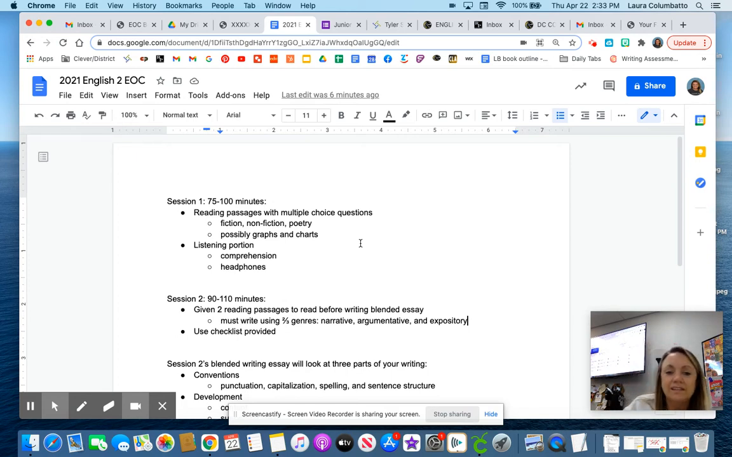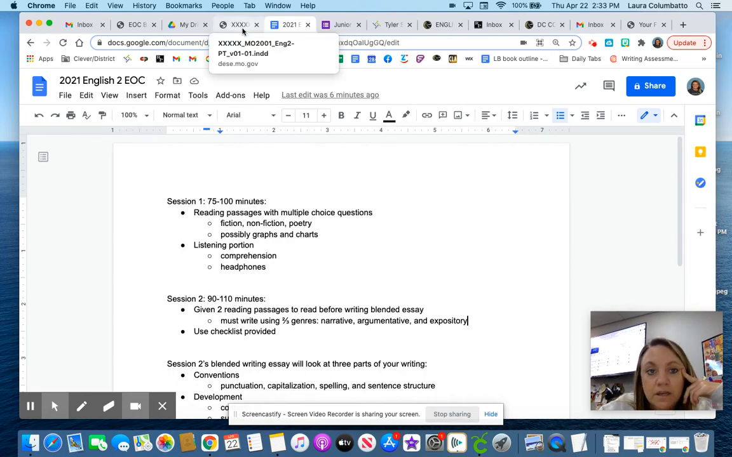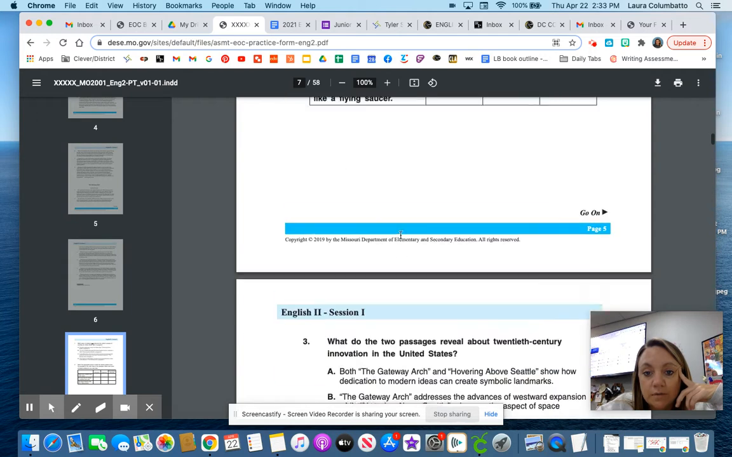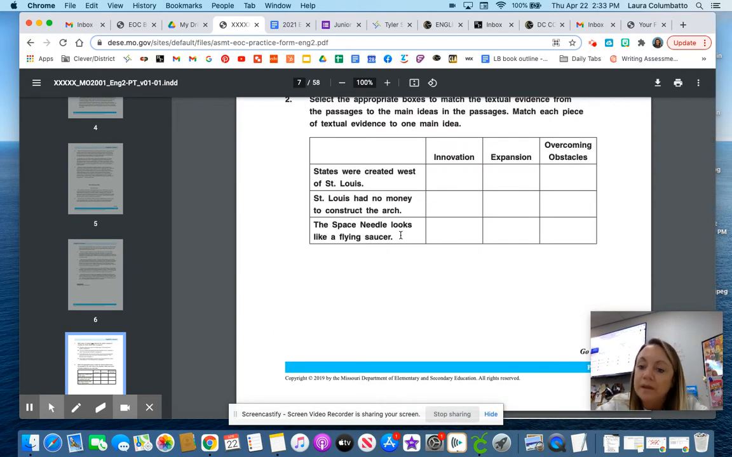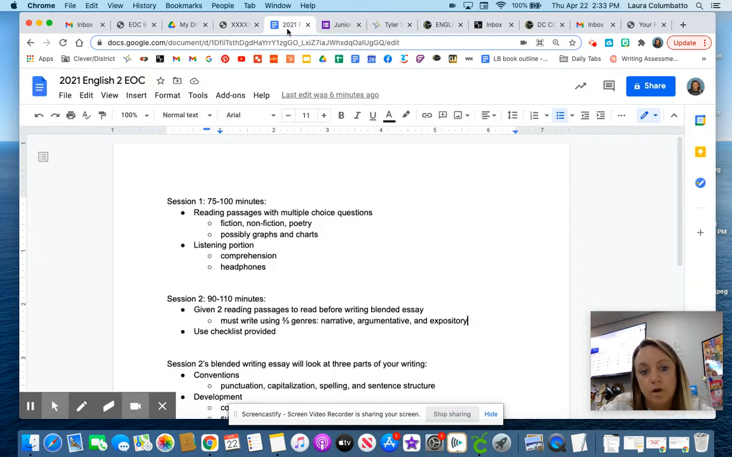You might also get some graphs and charts. If you look on the sample one, we have some graphs and charts that you might have to plug in information, based on textual evidence or the theme of a passage. So you want to make sure that you're familiar and comfortable with interpreting graphs and charts as well.